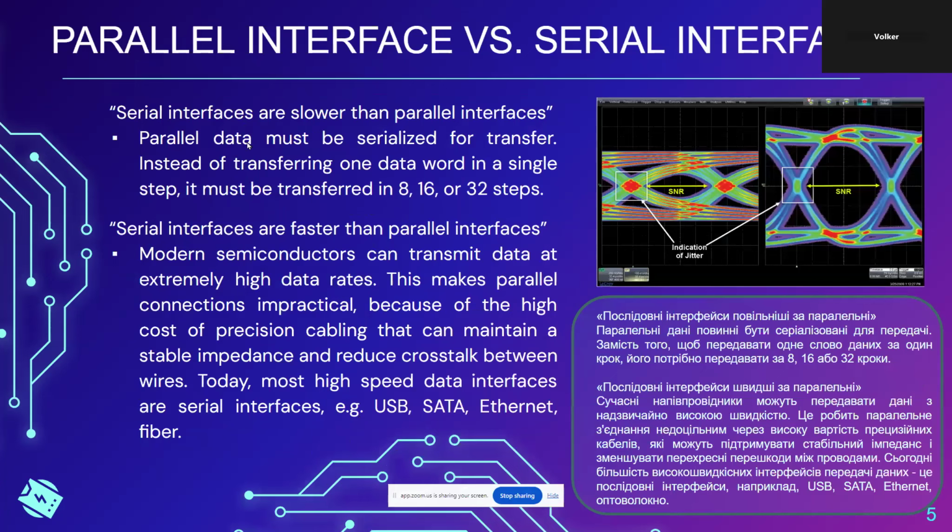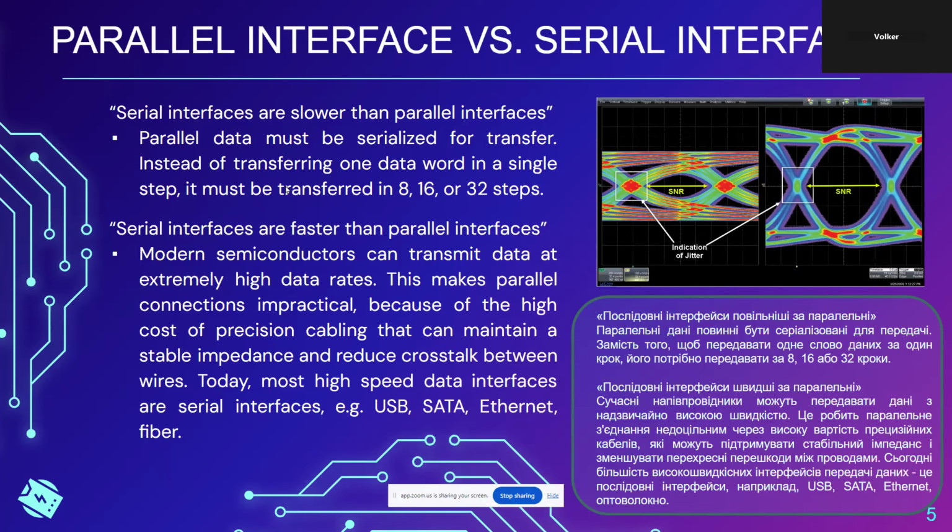In this slide, I want to point out two statements that I'm making here. Serial interfaces are slower than parallel interfaces. That is a logical conclusion. Parallel data must be serialized for transfer. Instead of transferring one data word in a single step, it must be transferred in 8, 16, or 32 steps, depending on the width of the parallel data that we're trying to transfer.